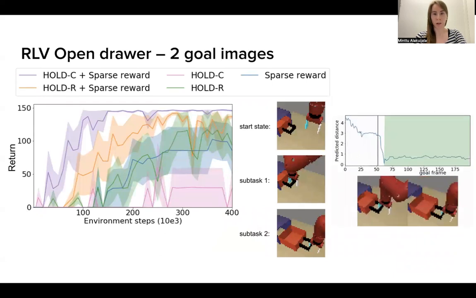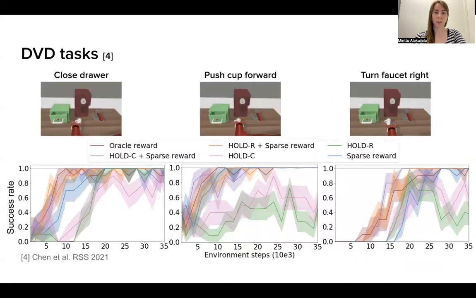In this setting, adding HOLD rewards to the sparse reward again significantly accelerates training. Moreover, HOLD-R alone, without any additional reward from the environment, performs on par with the true sparse reward. The DVD tasks are much easier and are quickly solved even with only sparse reward. However, our method still outperforms sparse reward and largely matches an oracle reward with knowledge of true object positions. Moreover, HOLD rewards alone are able to learn the closed drawer task without sparse reward.